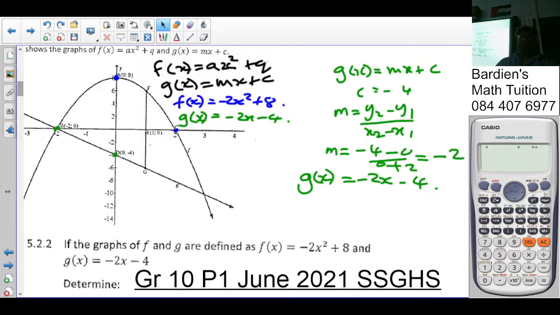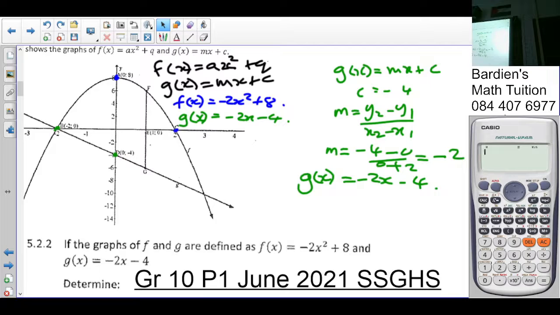So we are told that if f of x is defined by negative 2x squared plus 8 and g of x is equal to negative 2x minus 4. So in the previous question they asked us to calculate the equation of the parabola and the straight line. So if your answer is different, then you mustn't use your answer. You must use what is given to you.